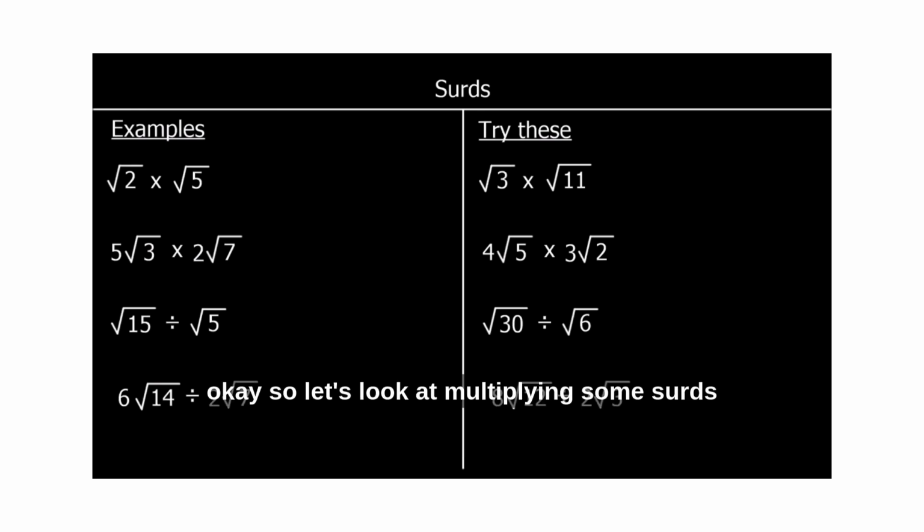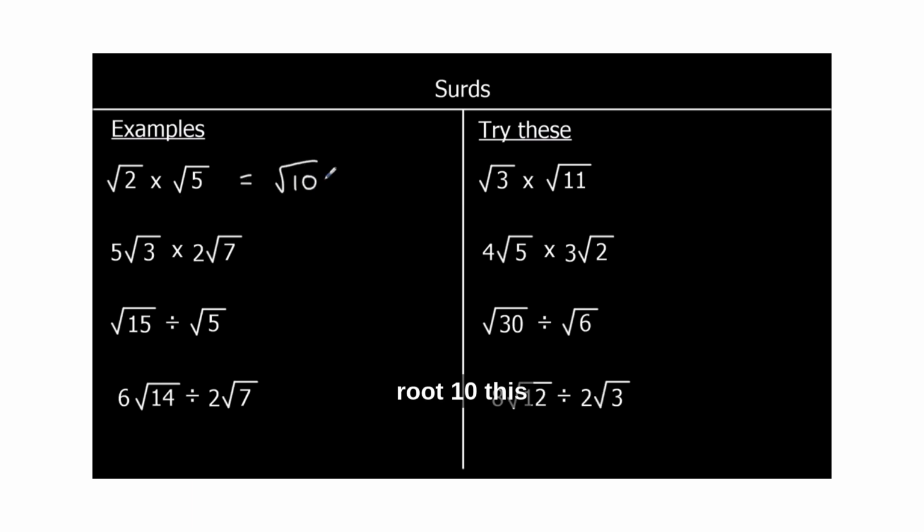Okay, so let's look at multiplying some surds. So for the first one here, I've got root 2 times root 5. So 2 times 5 is 10. So root 2 times root 5 is root 10.